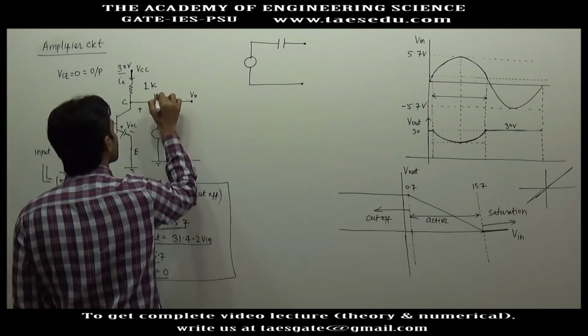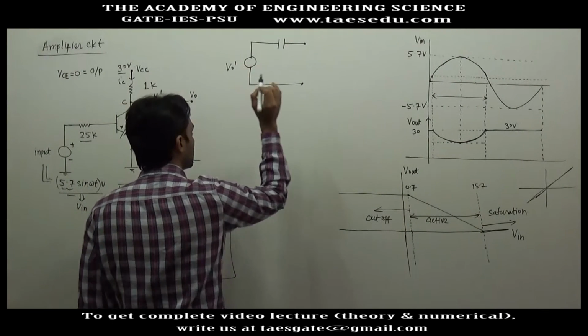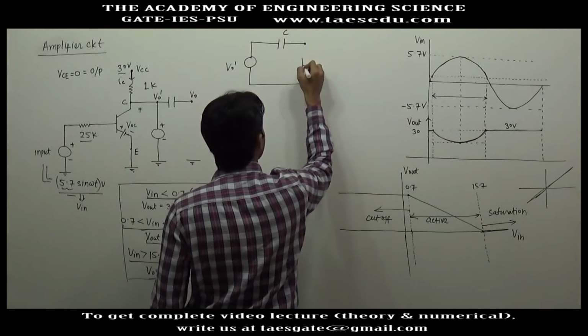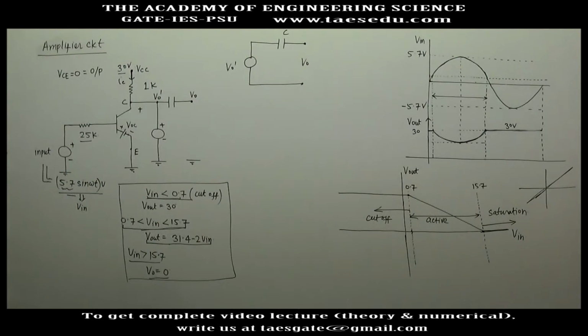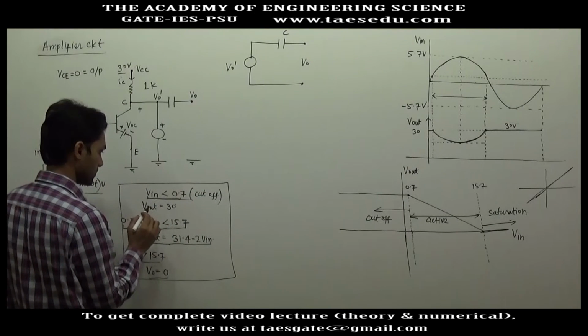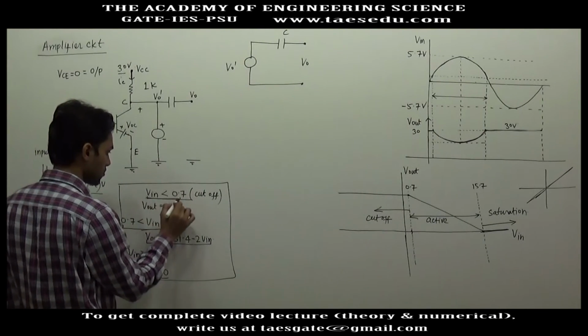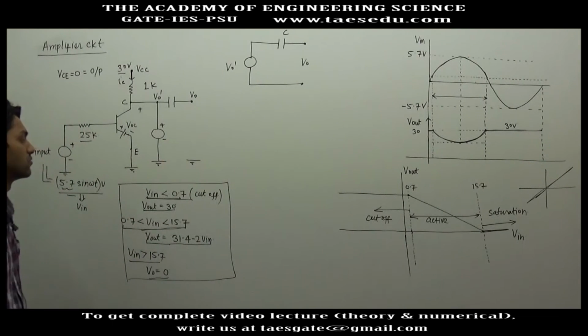This is, let's say, V0 dash. You have V0 dash, you have added a capacitor, and now you have to find out V0. So let us find out the output voltage for the first range. When V input is less than 0.7 volt, what is the output? The output is constant at 30 volt.